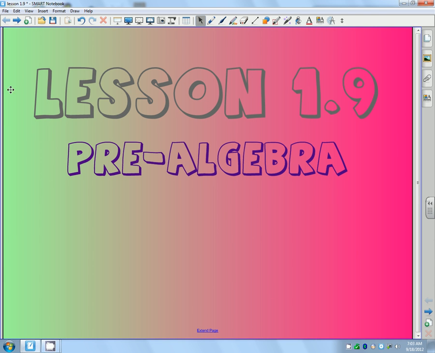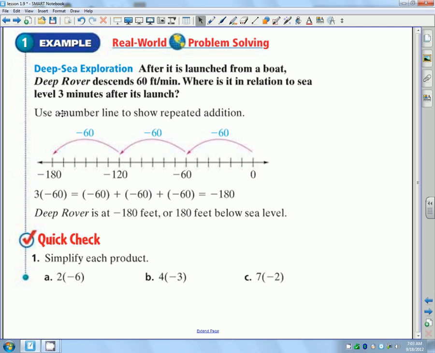This is lesson 1.9 for pre-algebra. 1.9 is about dividing and multiplying integers. So here is our first example.